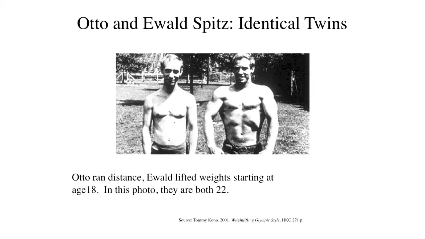Here's an example from humans. So here are 2 identical twins. This is a human, 2 members of a human clone. Otto ran distance, Evald lifted weights. He started at age 18. Here it's 4 years later, they're age 22. Look at the difference in their phenotypes. These are very different looking people. And that is entirely a plastic response to exercise and diet.